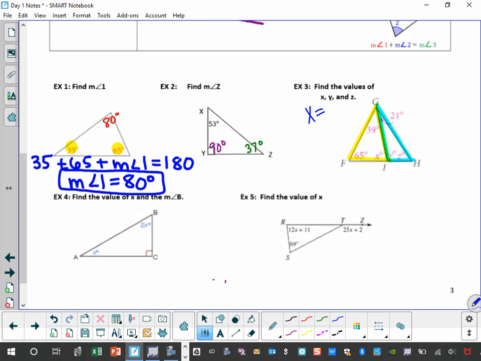What'd you get? 76. 76 degrees. You guys agree? Yes. All right. So my x here is 76. I will go ahead and write that in if I were to. It's so much easier when you write it in.